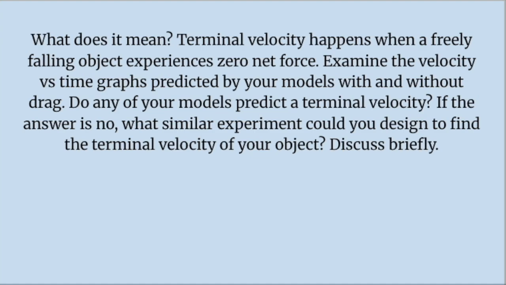When we look at the vertical velocity versus time graphs from both computational models, in the gravity-only model, the velocity increased continuously, so it never reached terminal velocity. And then in the gravity and drag model, the velocity curve does start to flatten slightly, but it does not become perfectly horizontal, which means that terminal velocity is not reached in the experiment. The reason this is happening is that the object was only in the air for a short time, so drag didn't have enough time to balance out gravity.